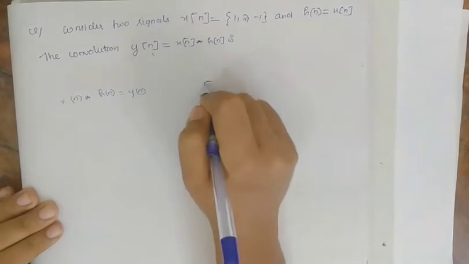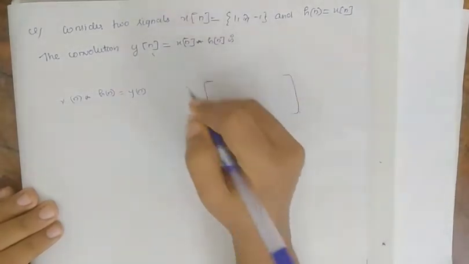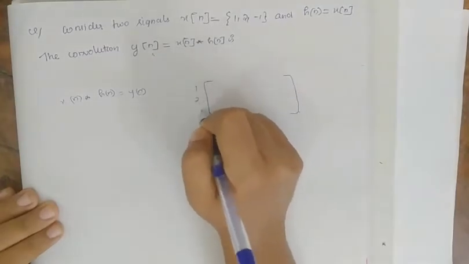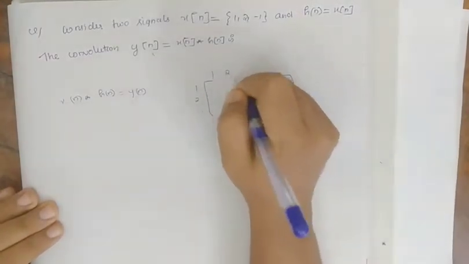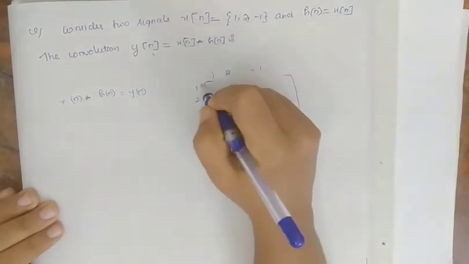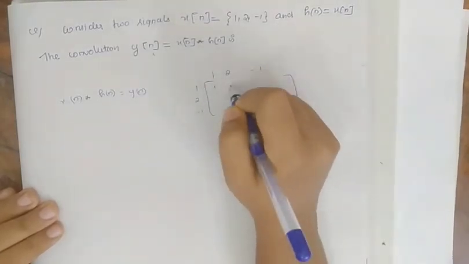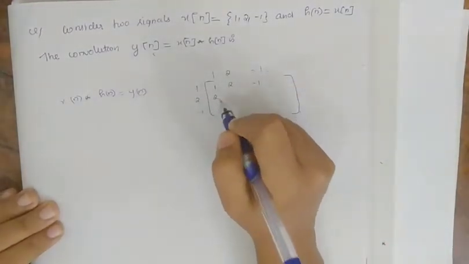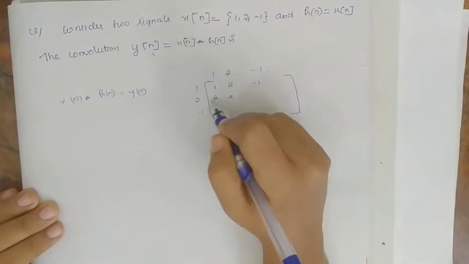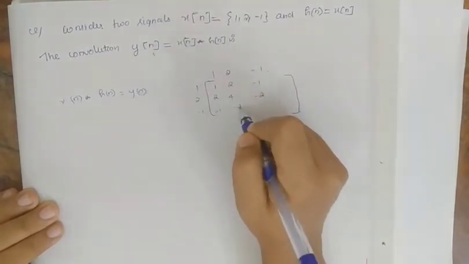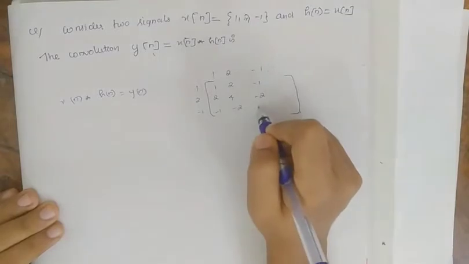For that we will just use the matrix convolution system where we will write x of n over here and h of n over here and then multiply it and write it accordingly. So 1 into 1 it is 1, 1 into 2 it is 2, 1 into minus 1 it is minus 1, again 2 into 1 it is 2 and 2 into 2 it is 4 and it is minus 2, and again minus 1, minus 2 and 1.